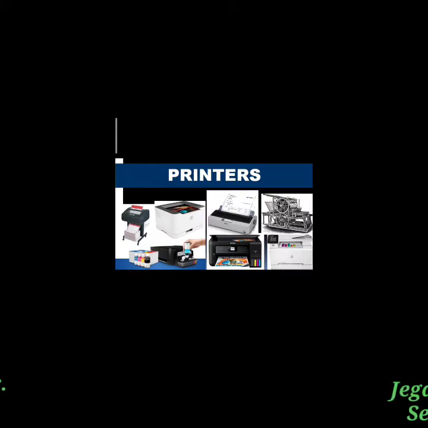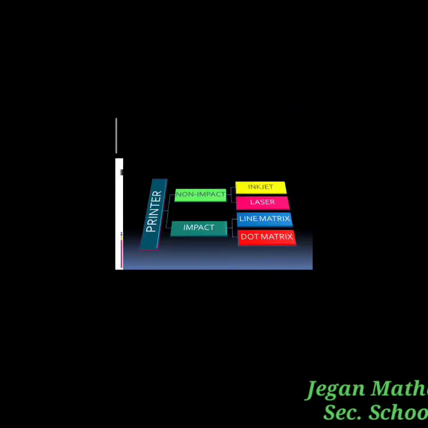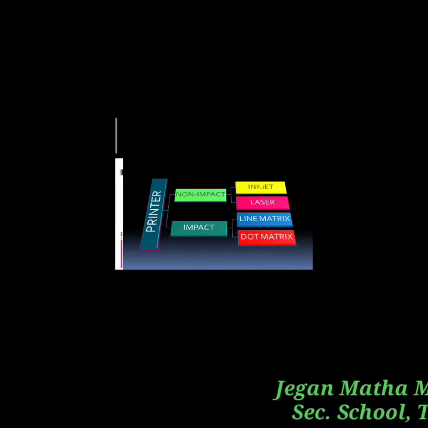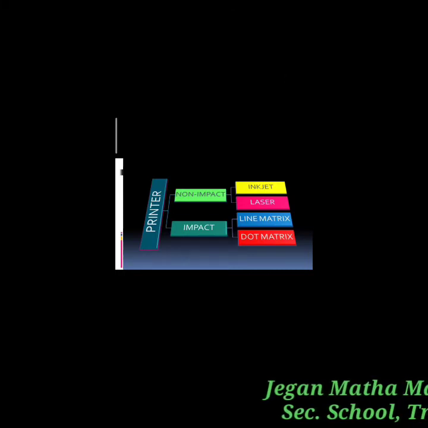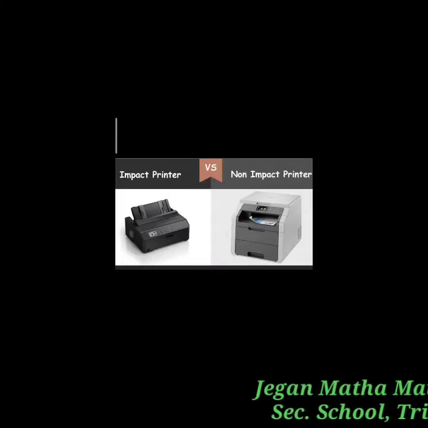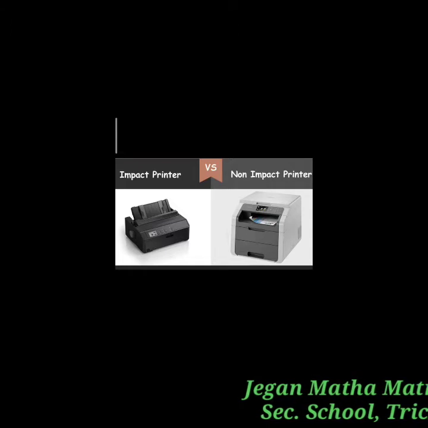Printers. Printers are used to print information on paper. Printers can be divided into two main categories: impact printers and non-impact printers. Impact printers are line matrix printers and dot matrix printers. Non-impact printers are inkjet and laser printers. Now we are going to discuss impact and non-impact printers.